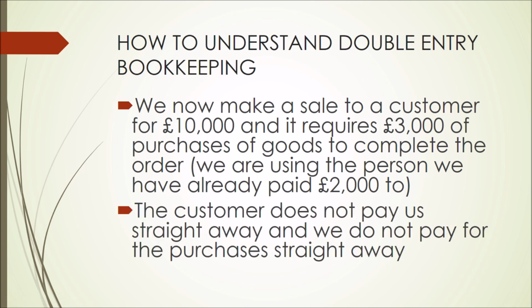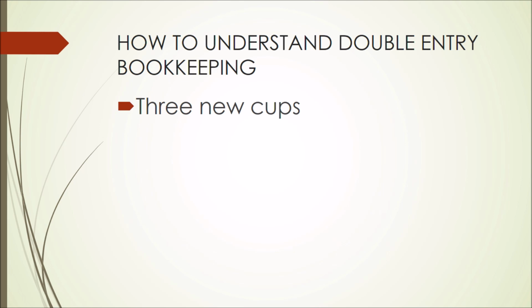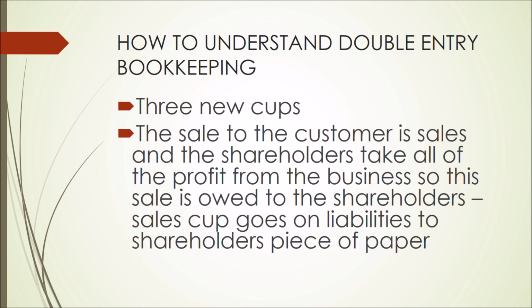So the customer does not want to pay us straight away, and we don't have to pay for the purchases straight away either. Okay. So what happens here? So we're going to have 3 new cups. The sale to the customer is a sale, isn't it? And the shareholders will want that money eventually back from them. It's a sale that the company's made. It goes towards their profits, and the shareholders want that sale back in the future. So there's something called sales. Because the shareholders want it, or it's deducted from the shareholders thing, we're going to put it on the amount sold to shareholders page, and that's where our liability to shareholders will be for sales.